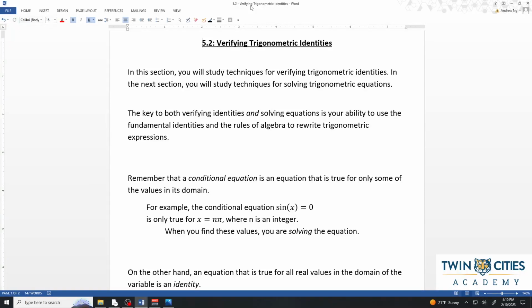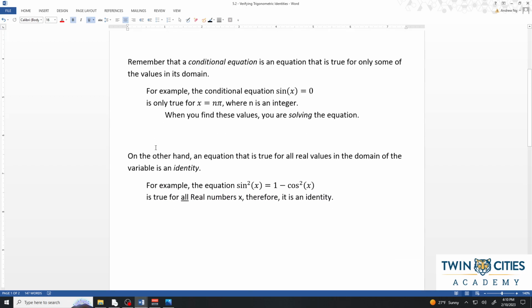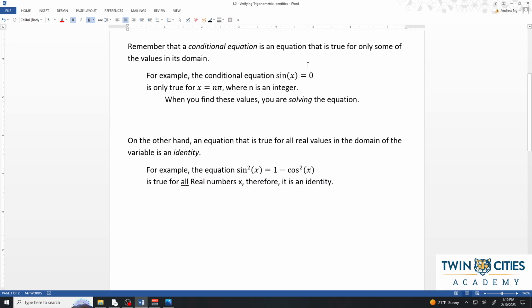In this section, I want to talk more about trigonometric identities and what those are and what those are not. And it really comes down to whether something is conditional. So I'm going to skip down to here. Remember that a conditional equation is an equation that is true for only some of the values in its domain.